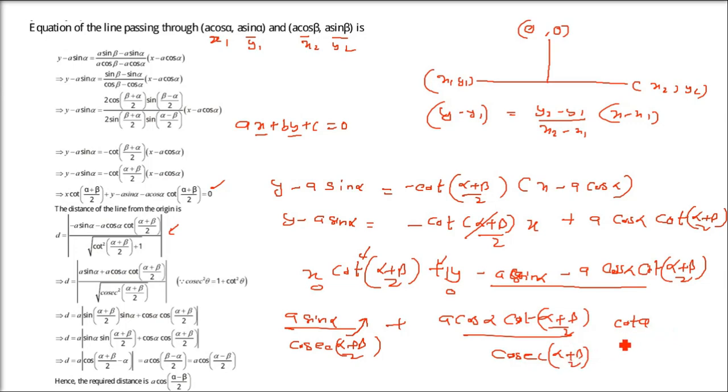Let me tell you in theta terms. Cot theta, cosec will go up to be sin theta. Cot theta is cos theta by sin theta, and this is multiplied by sin theta. So sin theta gets cancelled. So what do you get? Cos theta. So this is cos theta we are talking about, cos alpha plus beta by 2. Right? Cos alpha was already there. Now you can take a outside. It's a constant.